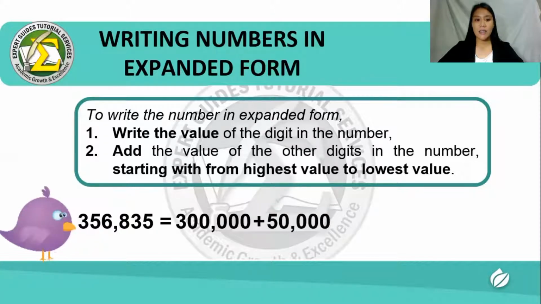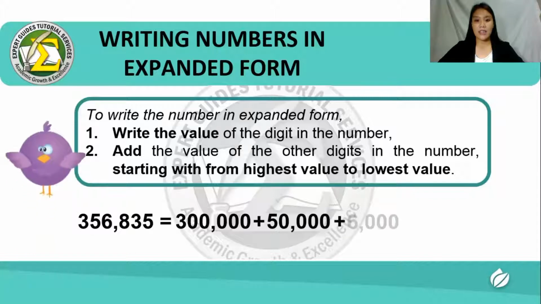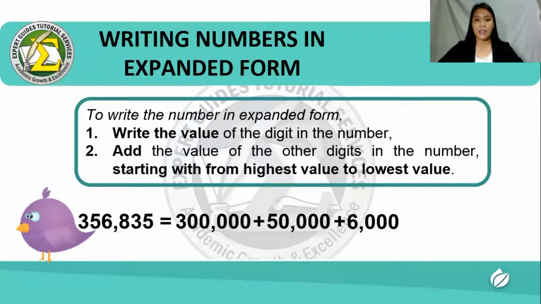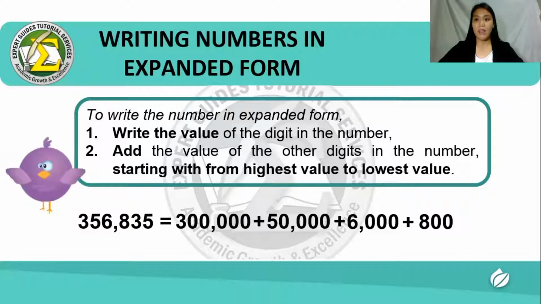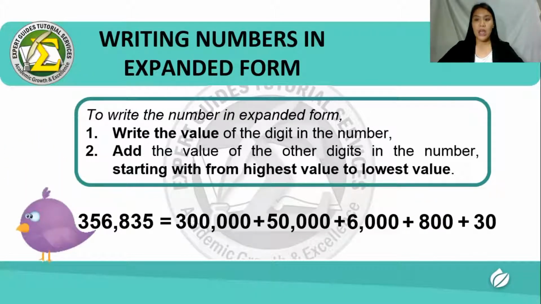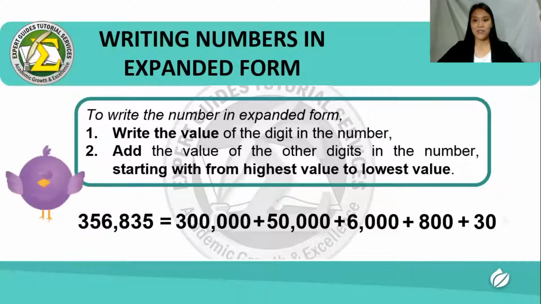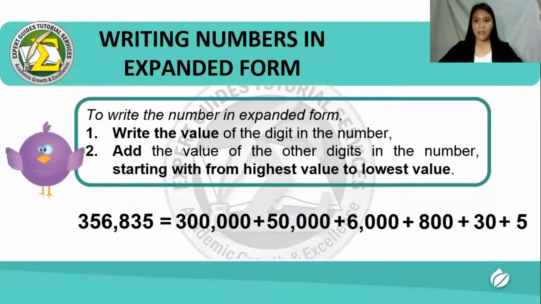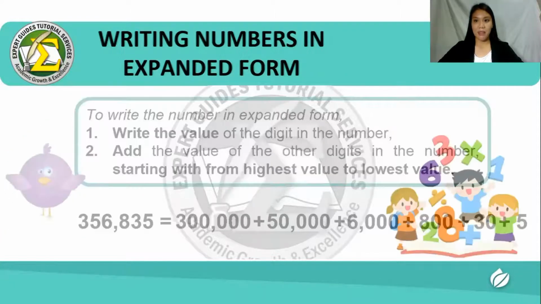6 in the 1,000 place value will add 6,000. 8 in the 100 place value will add 800. 3 in the 10's place value will add 30. And 5 in the 1's, we'll write that as it is, plus 5. Now, if you're still having confusion, let's try this method.